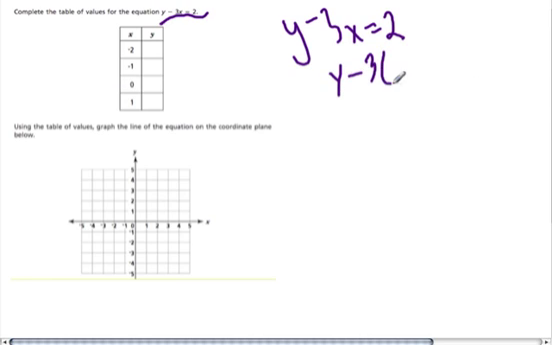y minus 3 times 0 equals 2, it says. So y minus 0 is just y, and then y equals 2. So here when x is 0, y is 2.